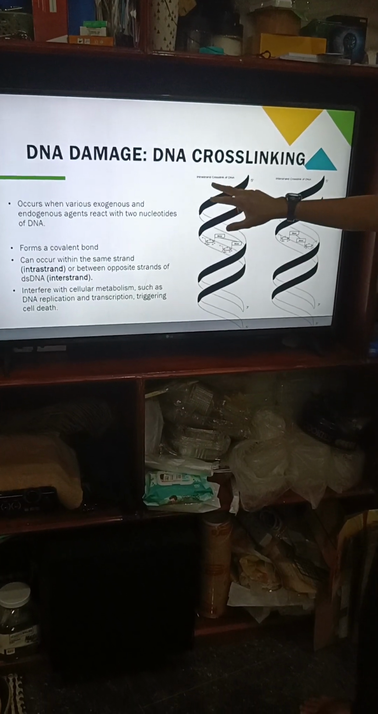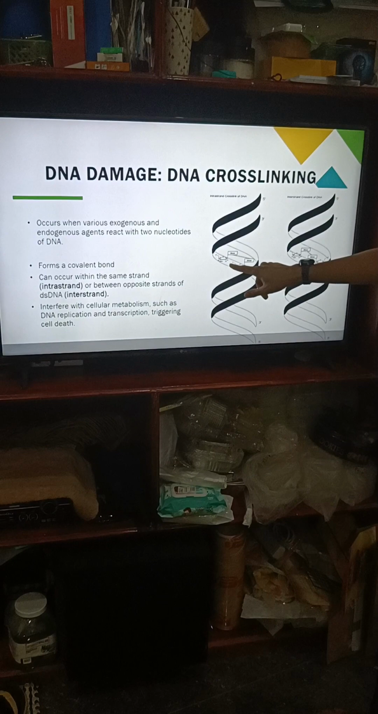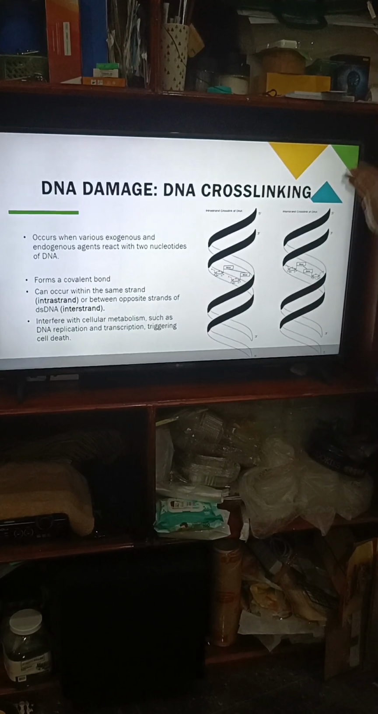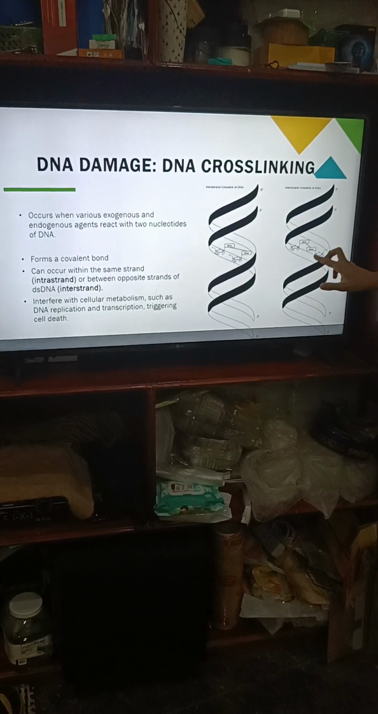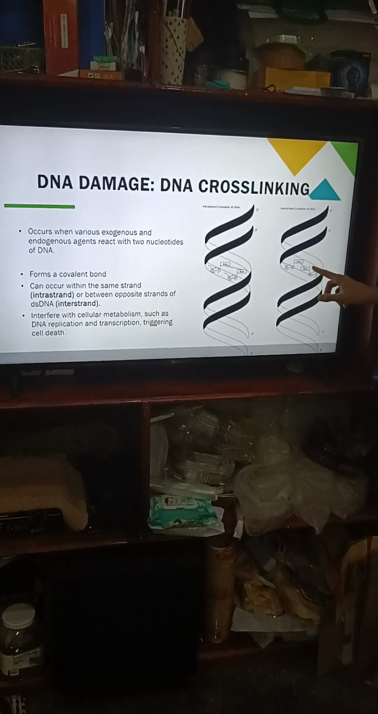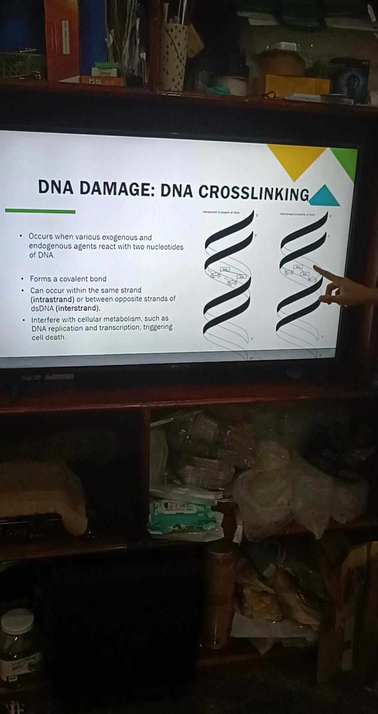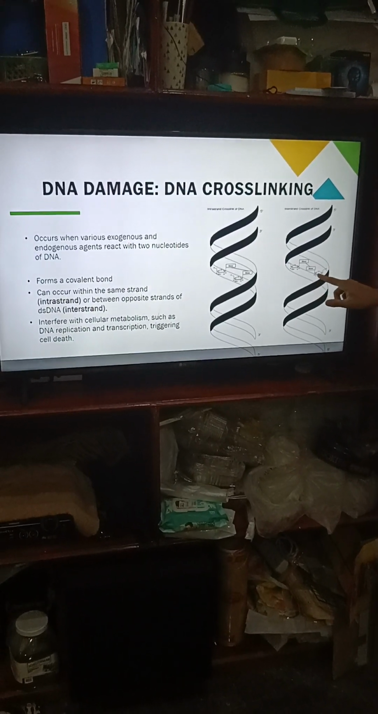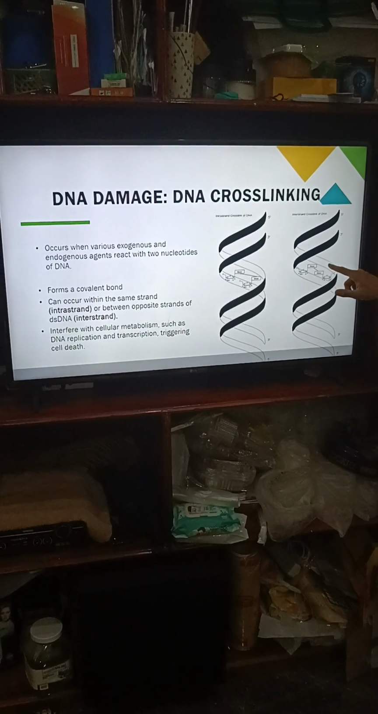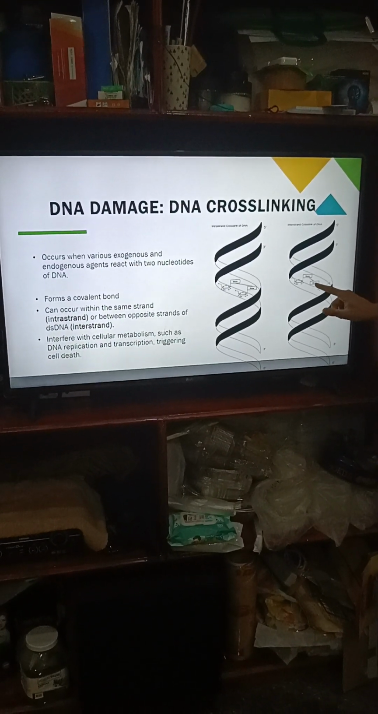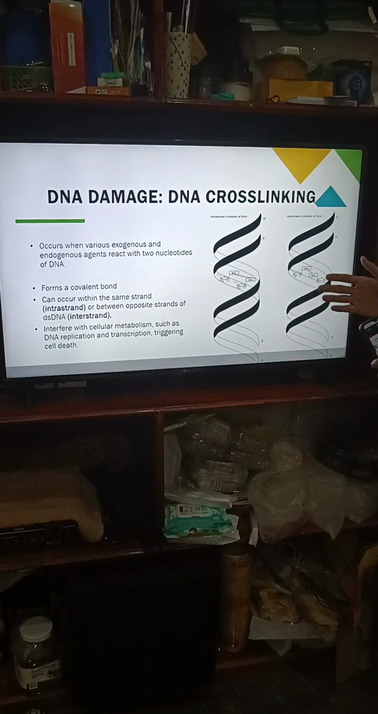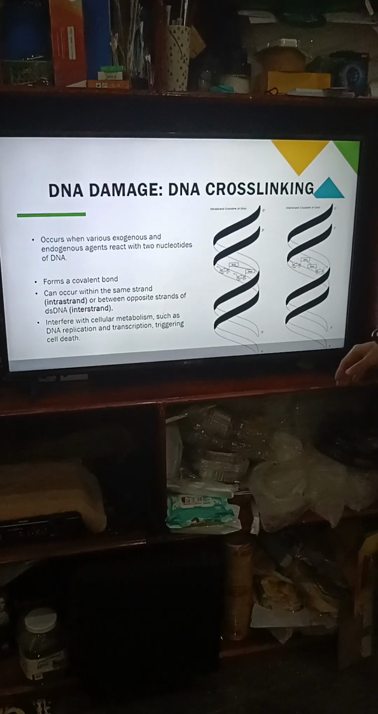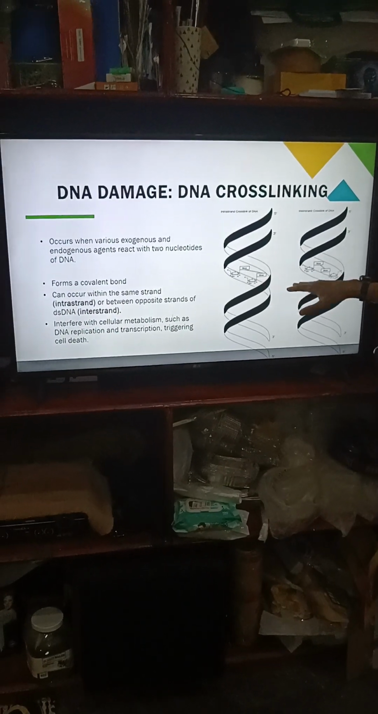Intrastrand occurs in the same strand from 5' to 3', and interstrand occurs between opposite strands. So interstrand, opposite strands: from the strand of 3' to 5', from the strand of 5' to 3'. That's how DNA cross-linking causes damage within the cell.